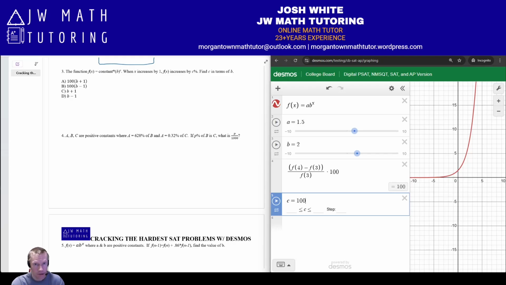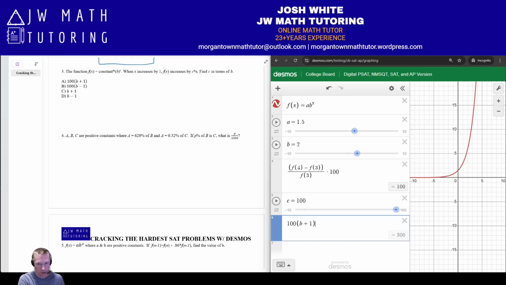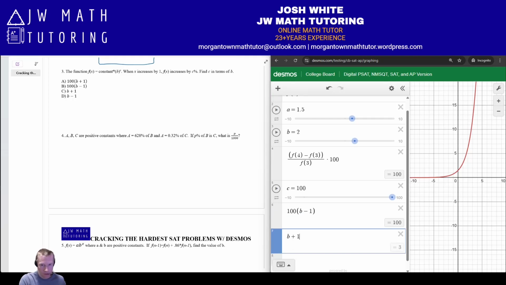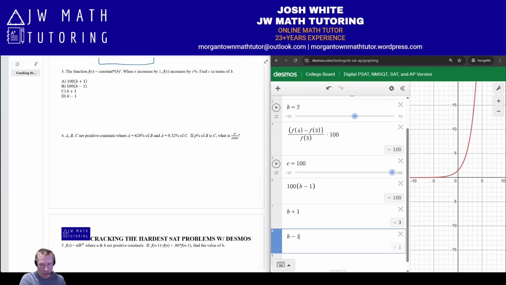Now, it says find c in terms of b. So all you're going to do is go through these answer choices, and we're going to say, okay, we're looking for the one that's equal to 100. And you could probably do this just by looking at it. Okay, so obviously it's not A. It is going to be B, 100 times b minus 1. You could also check C, nope, and you could check D, nope, those are incorrect. So the correct answer for this one is going to be letter B.